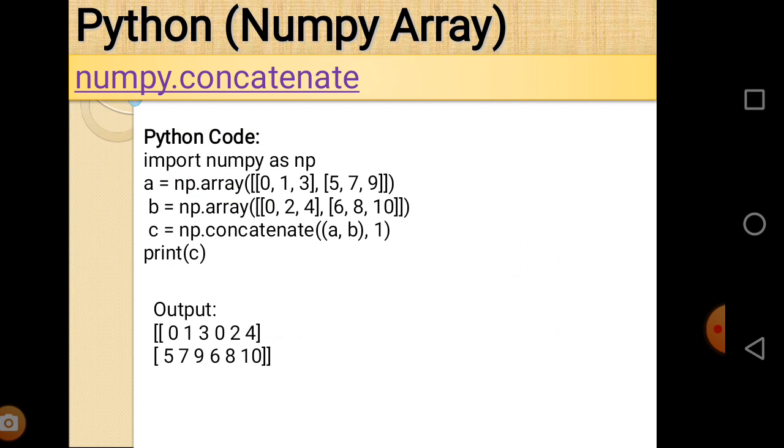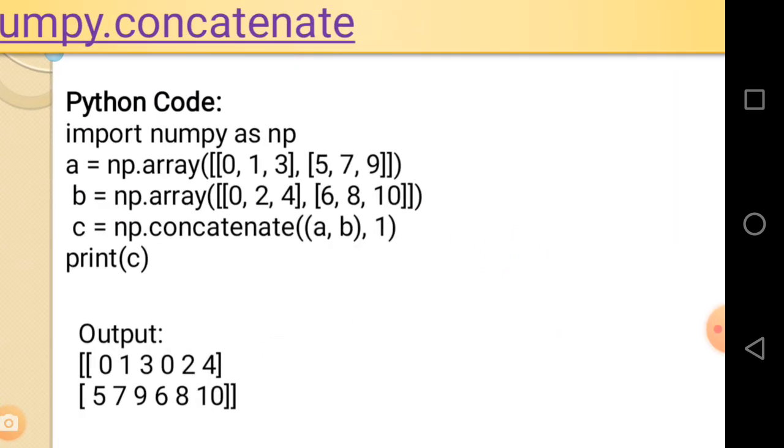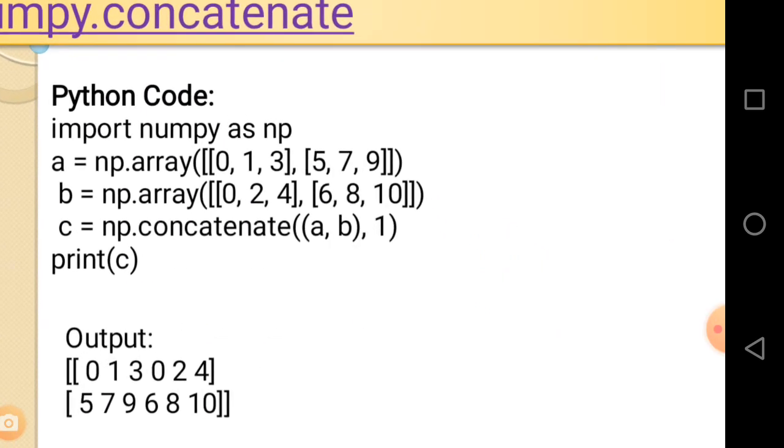So just use np.array. There is a declaration of an array named a, and then in the second line there is another array named b, and in the next line there is an array c, which is the result of concatenation of the above two arrays, a and b, but along axis 1, because in this line c is equal to np.concatenate(a, b, 1) is mentioned.